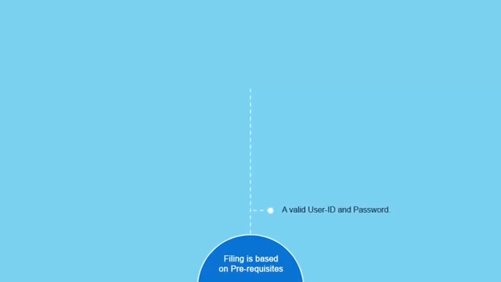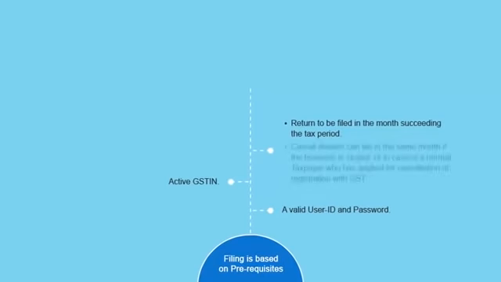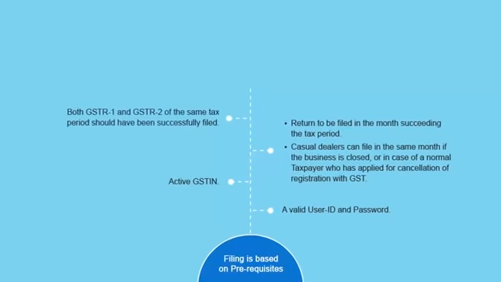These are a valid user ID and password for logging in to the GST portal, an active GSTIN during the given tax period, and the return to be filed in the month succeeding the tax period. However, casual dealers can file in the same month if the business is closed, or in case of a normal taxpayer who has applied for cancellation of registration with GST. Both GSTR1 and GSTR2 of the same tax period should have been successfully filed.